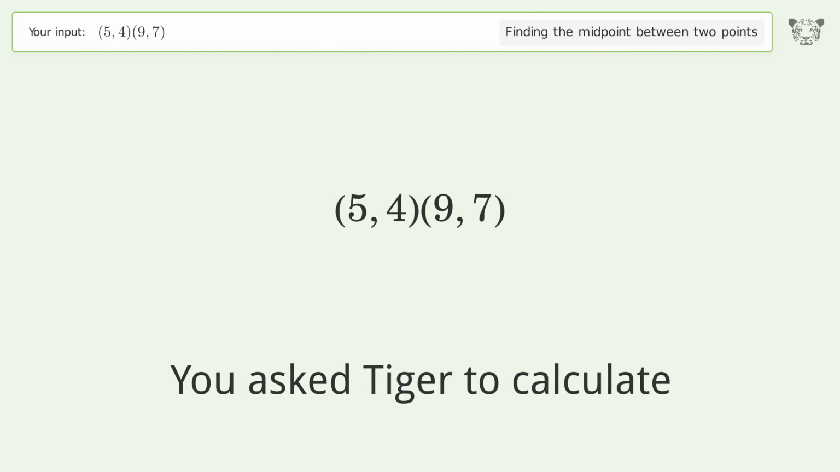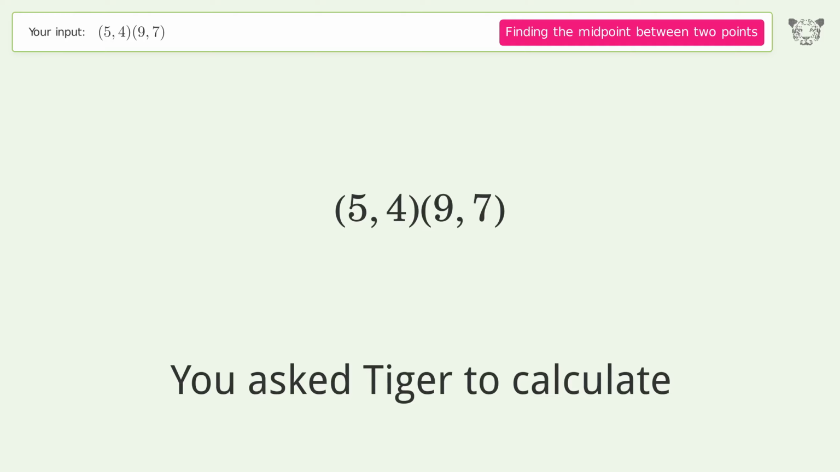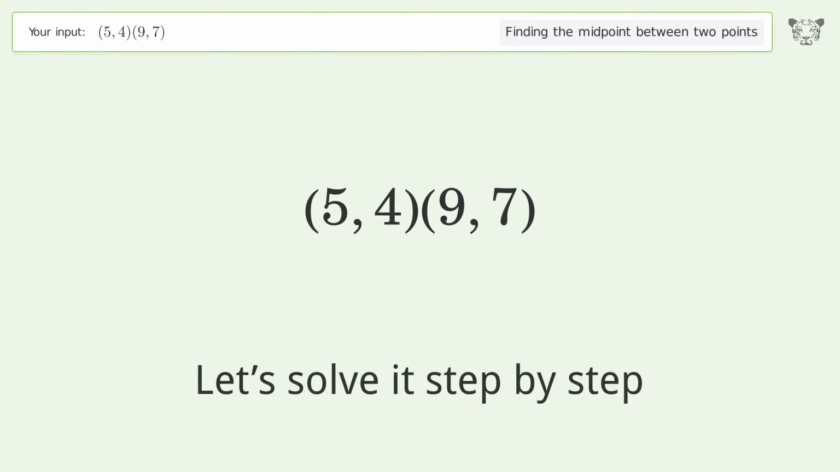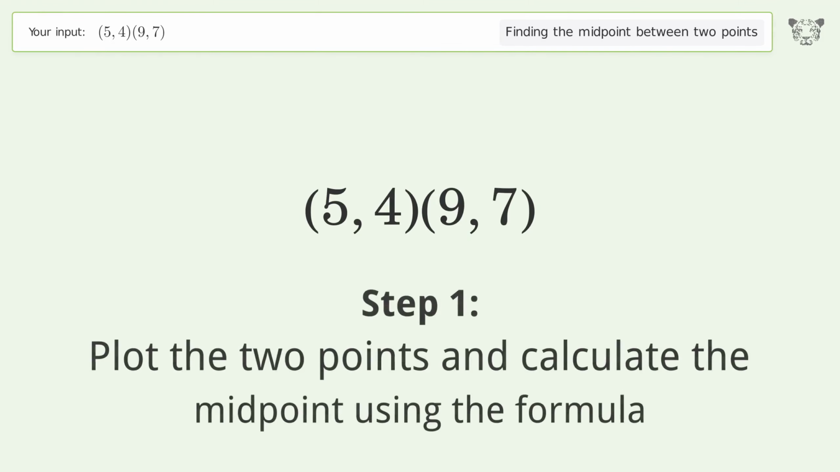You ask Tiger to calculate. This deals with finding the midpoint between 2 points. The midpoint between the 2 points is 7, 5.5. Let's solve it step by step. Plot the 2 points and calculate the midpoint using the formula.